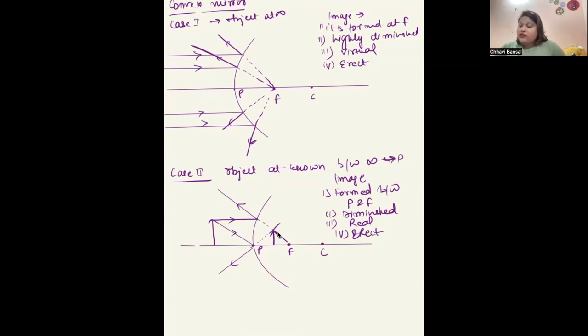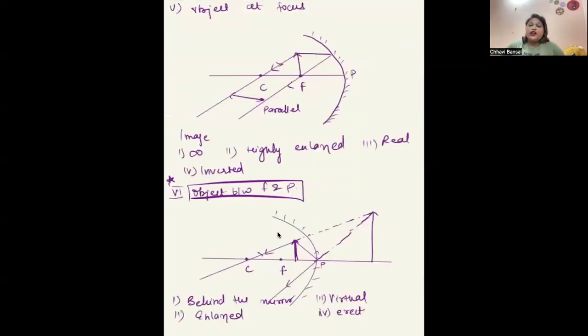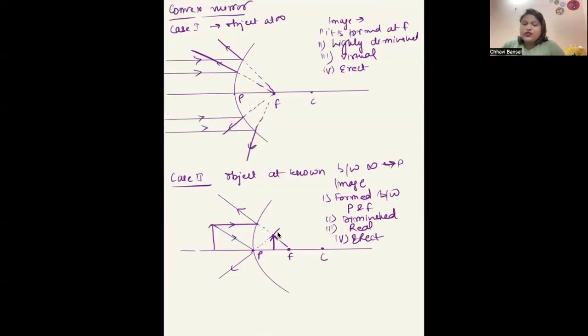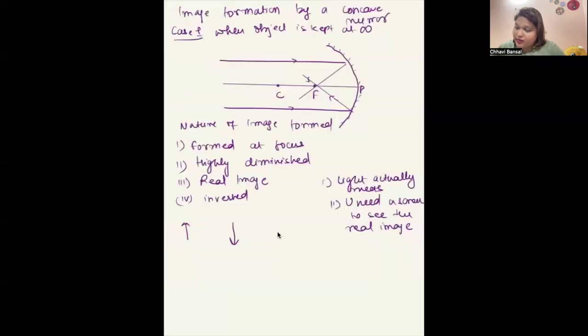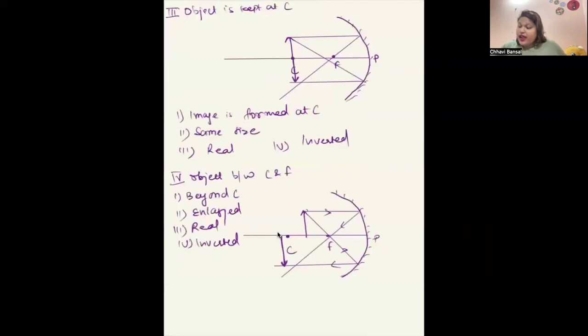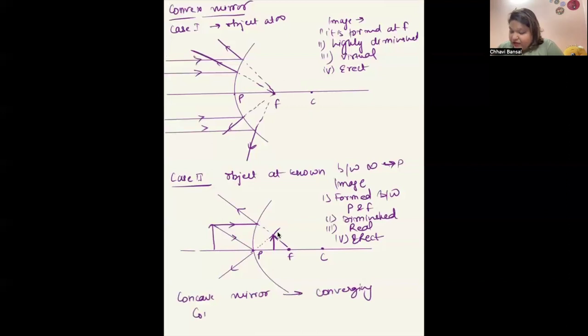Are we clear? The very important case is this sixth case of concave mirror. Other than that, everything is very easy. This is also very easy, but this is highly recommended. Fine. Now, if you see the reflection, concave mirror is convergent, right? If you see, everything is getting converged. Many rays are coming, they are getting converged to a point. Whereas convex mirror is divergent.